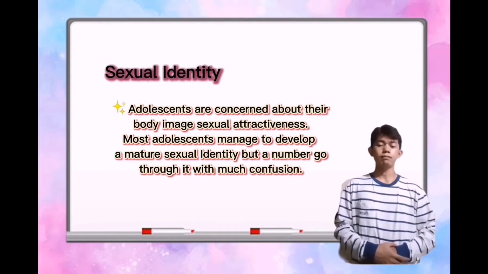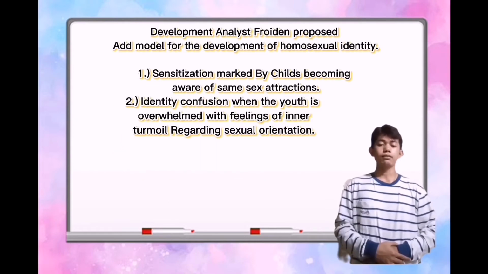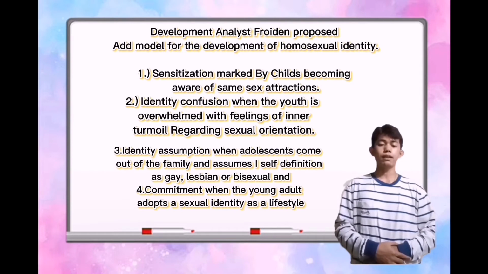Sexual identity. Adolescents are concerned about their body image and sexual attractiveness. Most adolescents manage to develop a mature sexual identity, but a number go through it with much confusion. Adolescence is a period when most gay, lesbian, and transgender individuals begin to recognize and make sense of their feelings. Developmental analyst Freud then proposed a model for the development of homosexual identity.